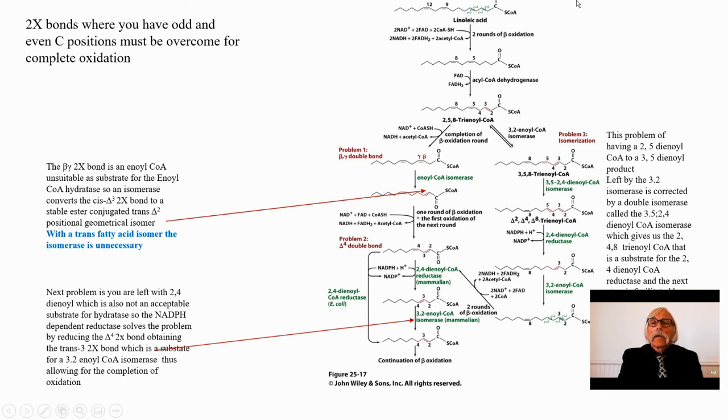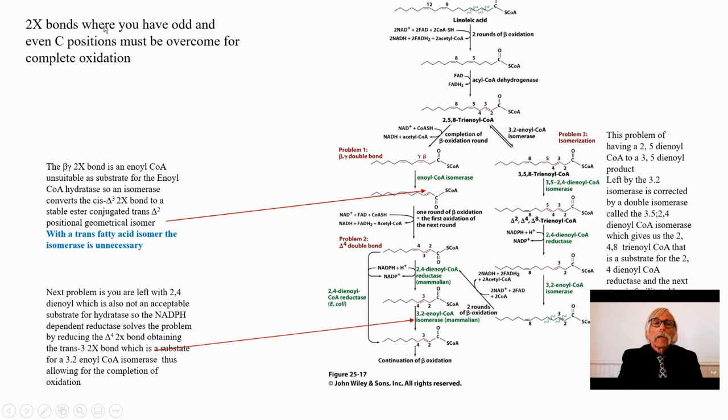Now, this particular fatty acid is linoleic acid. It's got 2 double bonds, so it's an 18-carbon fatty acid, and it's got a double bond in the 9 position, a double bond in the 12-carbon position, shown here. Now, these are both cis double bonds, cis versus trans in their geometric configuration.